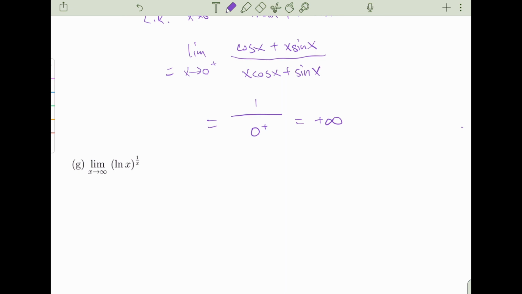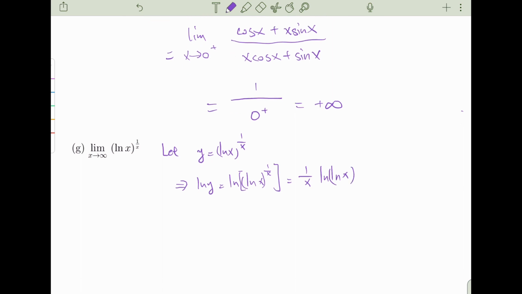So I will let here y equal to ln x to the 1 over x, right, and then we take the ln on both sides. So ln y is equal to ln of ln x to the 1 over x, which is equal to 1 over x times ln ln x. So it's double ln here.